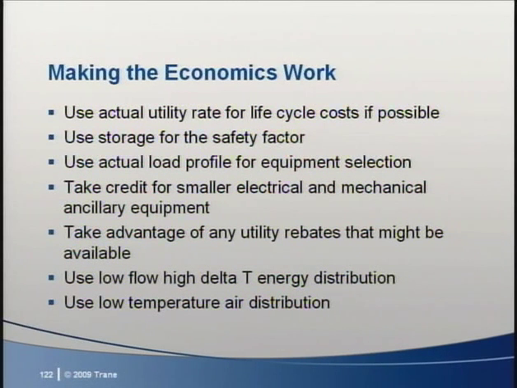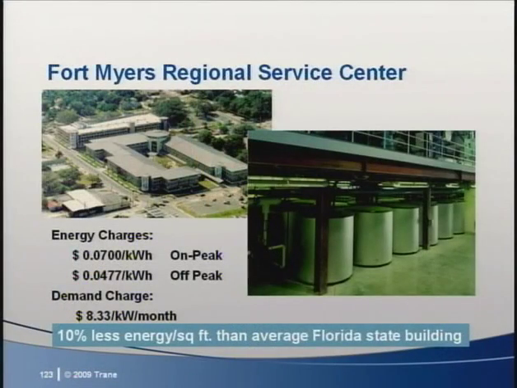Use an efficient energy distribution system that has low flow and high delta T to minimize pipe and pump sizes. Low temperature air is a great way to reduce construction costs because these designs reduce fan size, fan horsepower, and duct sizes. Along with the smaller equipment comes smaller equipment rooms and plenums, which can save costs on the overall building envelope. Here's an example of a project for the state of Florida office building.